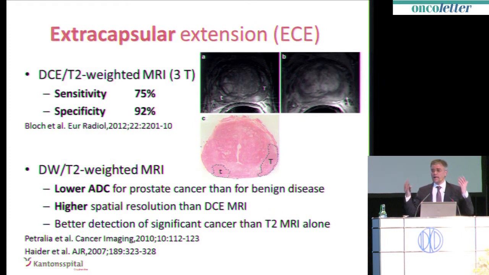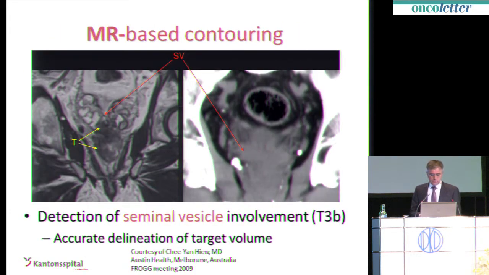And then what happens if you add multiparametric MRI? You know that the sensitivity and specificity increase again. With diffusion weighted combined with T2 weighted MRI, we know that a lower ADC tells us where maybe the cancer is, and we can even differentiate it from benign disease. We have a higher spatial resolution and obviously a better detection of significant cancer than with T2 MRI alone. So these new multiparametric modalities are also gaining more and more momentum in our profession.